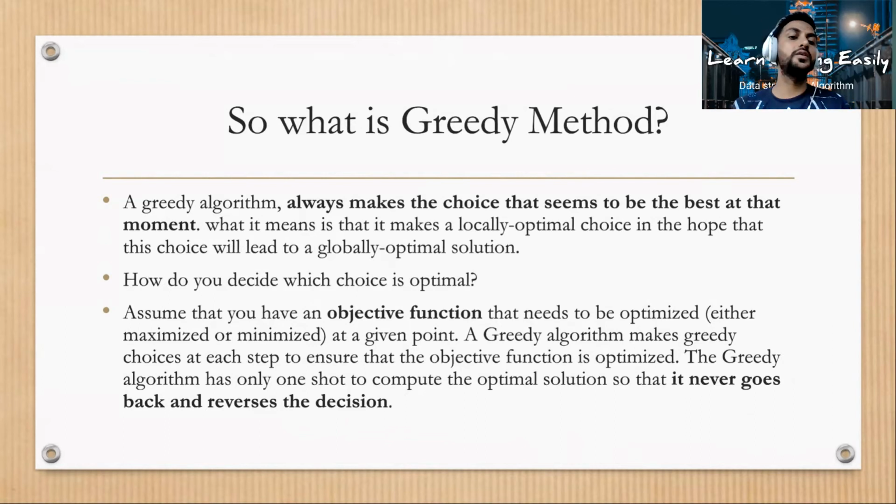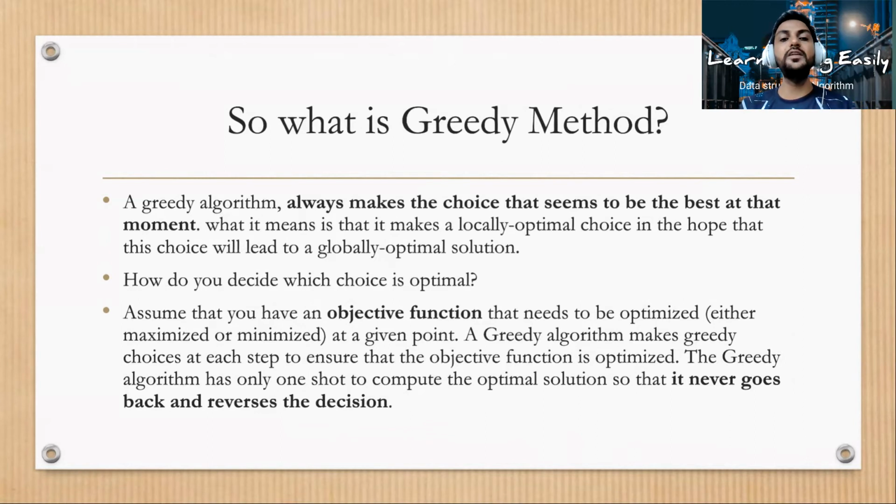Let's say you are standing at point A, and from point A you want to go to point B. From point A you see there are three different paths. Out of the three paths, you can choose the one best path based on some criteria, and you will move forward. You will go to some midpoint, let's say point C.